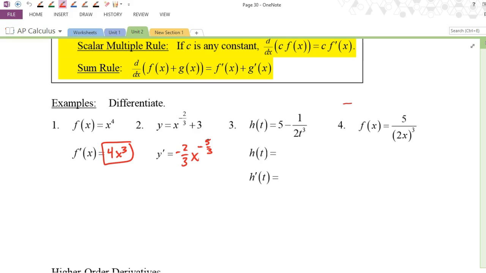Okay, so how do I simplify this if I have a negative exponent? Throw it on the bottom. Good. Well, that wasn't very good.